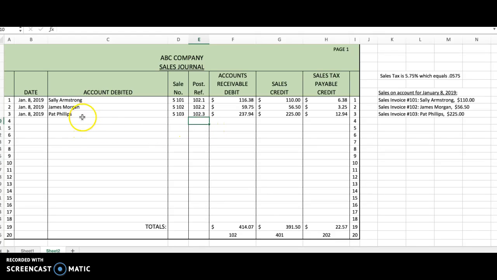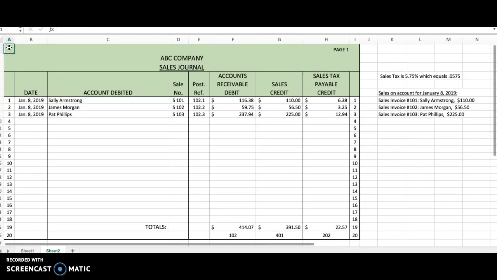So this is used again for sales on account. If we have just a few, it's not showing you how effective and how much time it saves. But if we had, as I said, all of these lines filled up with sales on account, you can see how much time would be saved when we post just the total to accounts receivable and to sales tax payable credit. But we do have to post the individual accounts to the individual customers' accounts. So that's the sales journal.